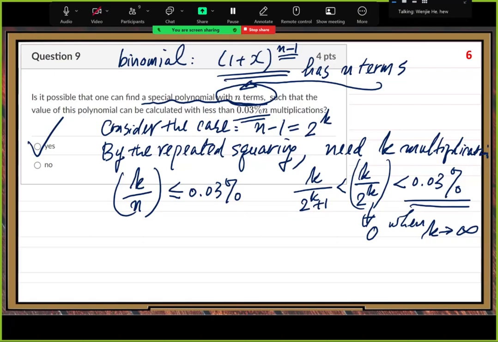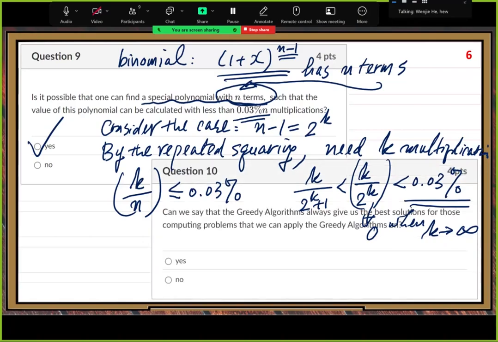All right, so that's number 9. Number 10. Can we say greedy always gives us the best solution? No, we cannot say. Best solution we can understand as optimal solution.